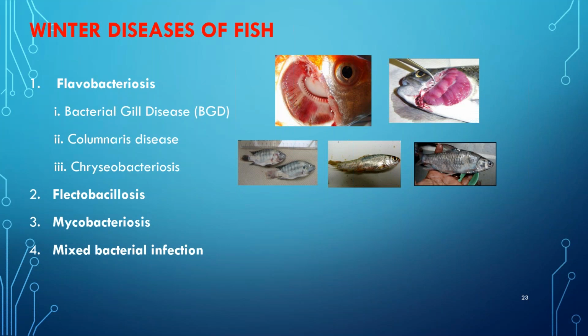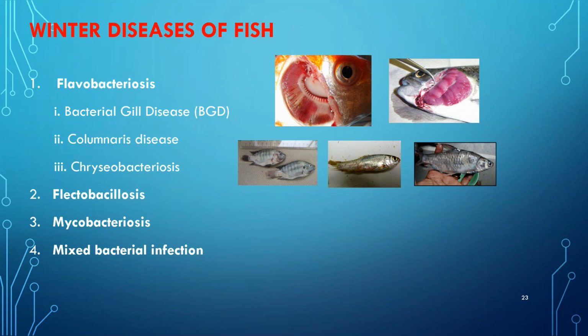And the gross signs are that the gill filaments will be pale and swollen, to the extent of the pictures I have provided. The dorsal ends of the opercula will be flared, with dark body coloration, followed by congested eyes and necrotic gills. These are the common symptoms of BGD, bacterial gill disease.